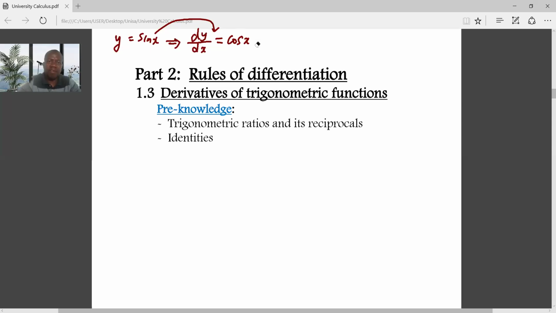However, in understanding the derivative of a trigonometric function, we need to familiarize ourselves with what we have learned in grade 12, and also in grade 10 and 11. Things like trigonometric ratios. You need to familiarize yourself with the trigonometric ratios and their reciprocals. Let's talk about the trigonometric ratios and their reciprocals. This is a prerequisite. You need to be able to understand this.